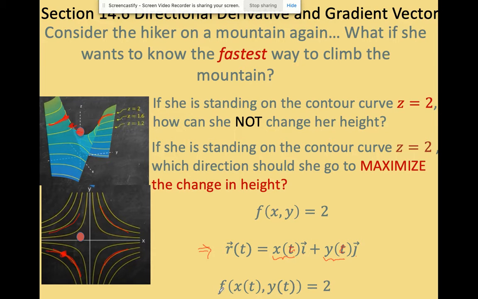I want my elevation, and I want to say, how can I move to keep my height constantly 2? If I'm standing on the contour curve z equals 2, how do I not change my height? I stay on the contour curve. As long as I walk a path where I'm on that same contour curve, I won't change my elevation.